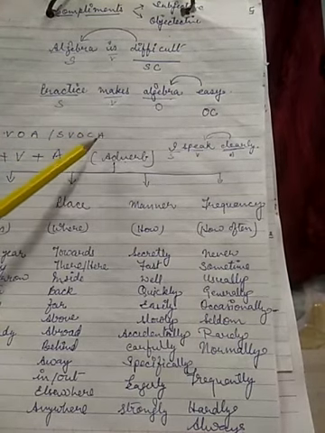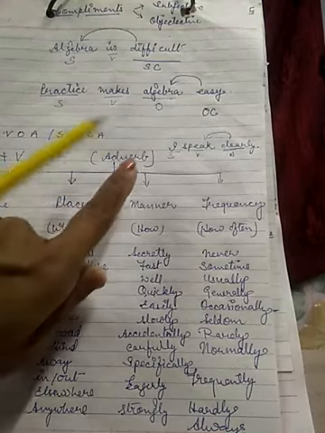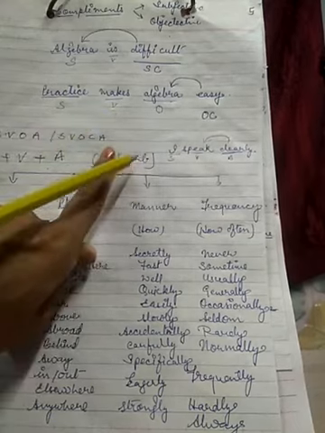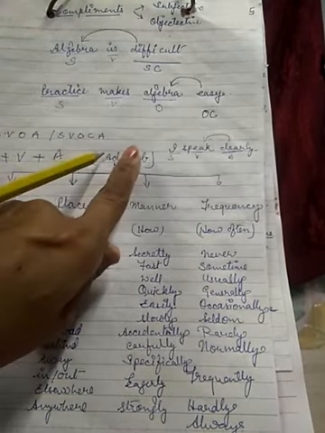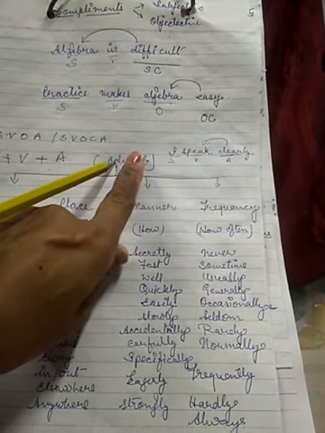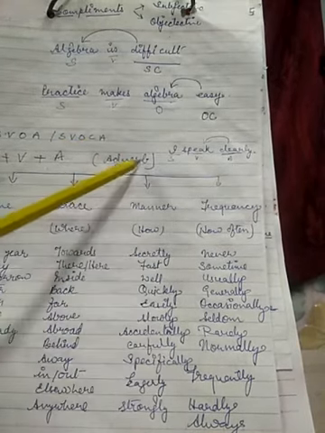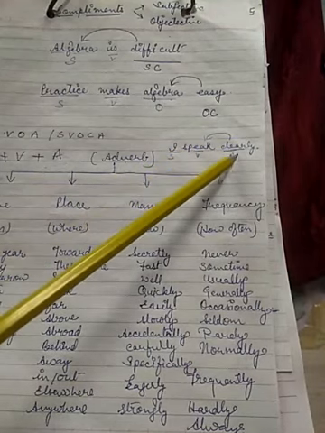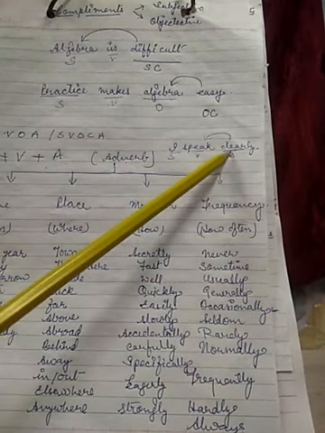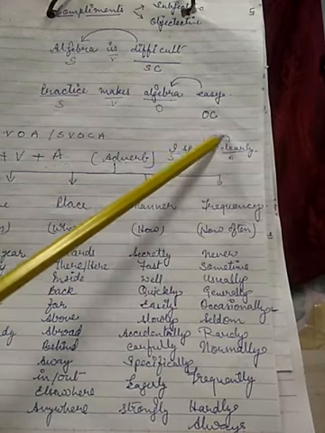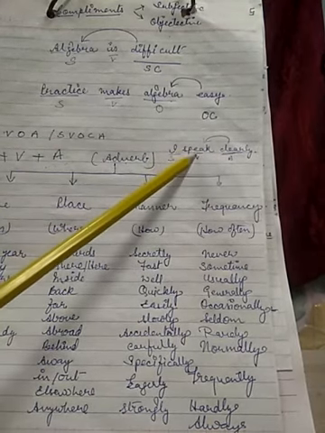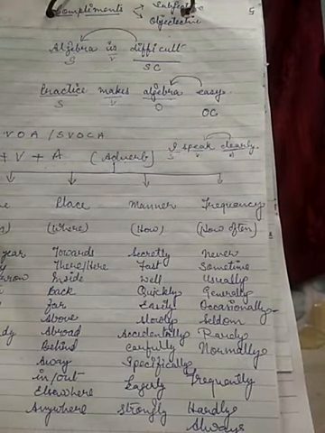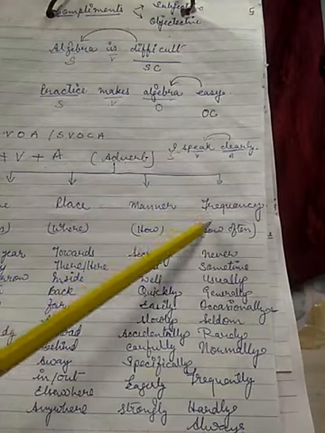Let's learn about adverb. What is an adverb? Adverb: words which give additional information about a verb. Like, I speak clearly. How do I speak? Clearly. So clearly is an adverb and it gives more information about an action word. There are four types of adverb: adverb of time, place, manner and frequency.